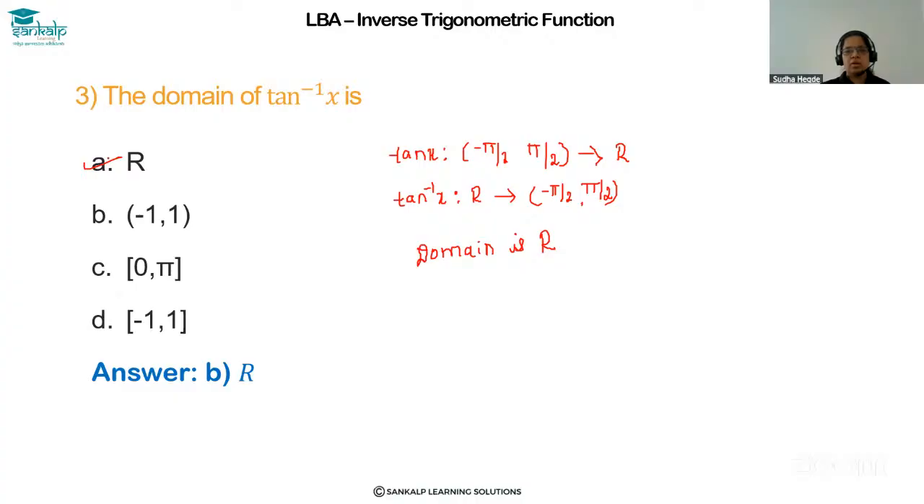Therefore, the domain of tan inverse x is R. Option A is the correct answer. It should be option A. Okay. Thank you.